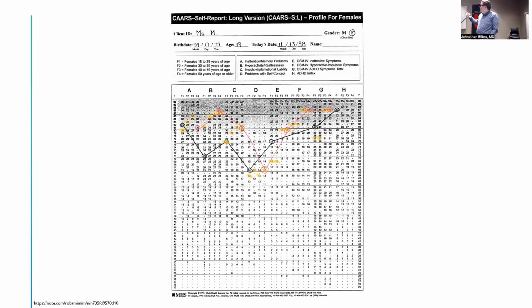A is inattentive and memory problems. B is hyperactivity or restlessness. C is impulsivity, emotional lability. D is problems with self-concept. And then E just captures the DSM-4 inattentive symptoms. F is the hyperactive impulsive symptoms from DSM-4. G is like the total ADHD symptoms. And then H is this ADHD index, a sort of summative combination score that they came up with.